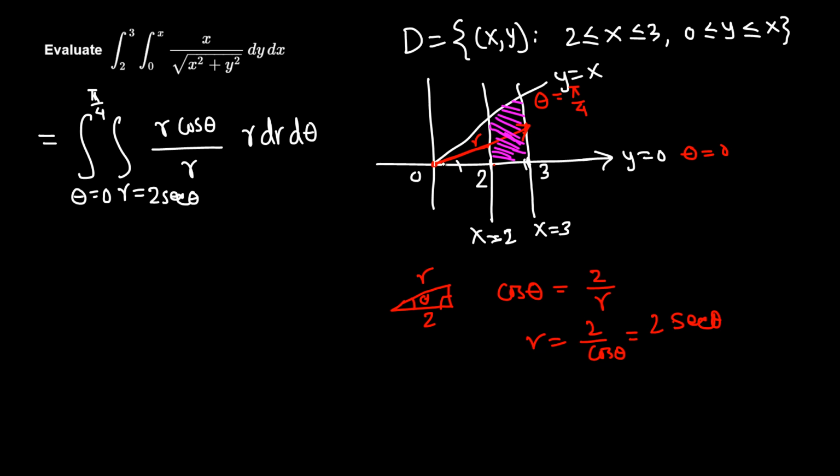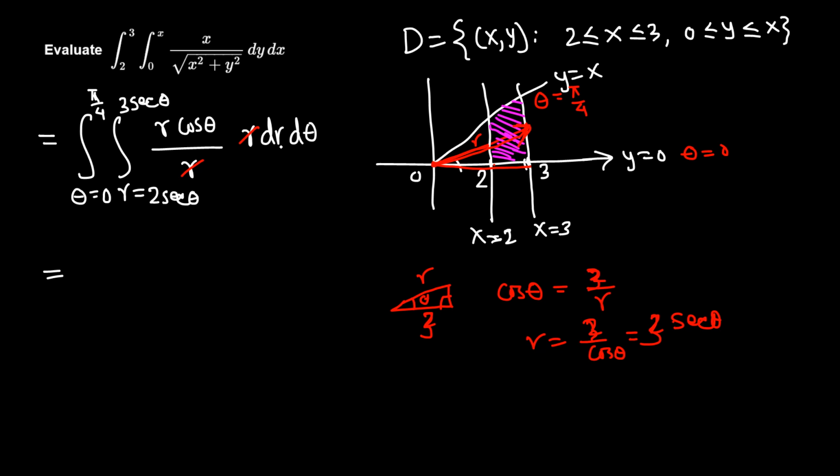And the radial distance of the second line all the way to this one, it's the same idea. Now we need to use this 3. So 3 secant theta. Okay, so the upper limit is 3 secant theta. Now let's work on this. As you can see, r cancels. Now let's integrate. Here is r cosine theta dr d theta.